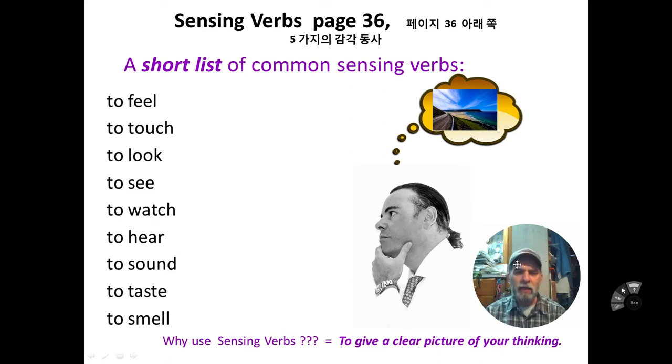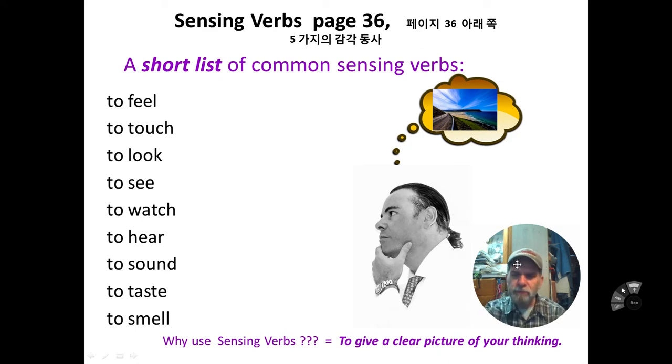Okay, below, in the purple. Why use sensing verbs? Why do people use sensing verbs in writing and in speaking? Well, it gives a quick, clear picture of your thinking. What does it sound like? What's it look like? What's it taste like? What's it smell like? Sensing verbs give people a quick, clear picture of what you're thinking.